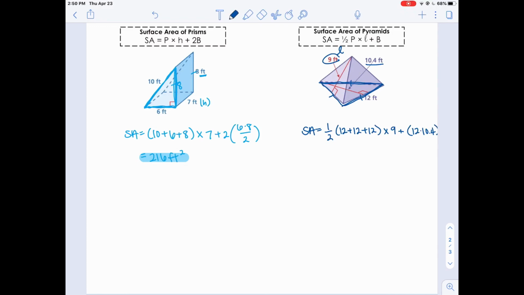Okay, 1/2 times 12 plus 12 plus 12 times 9, and then add 12 times 10.4. Let's see what we get. Okay, a little bit of a decimal here, so I got 286.8. My units are feet, and we found area, so I'm going to square that. So the surface area of this pyramid is 286.8 feet squared.